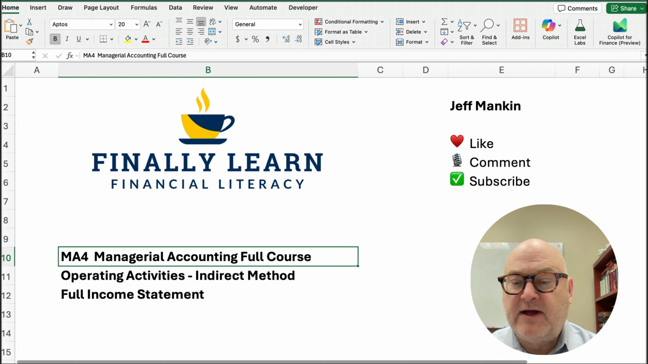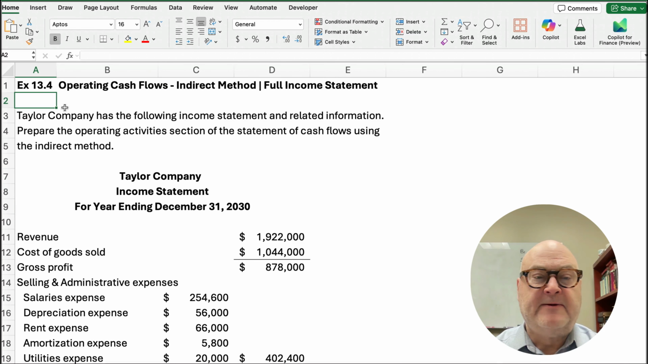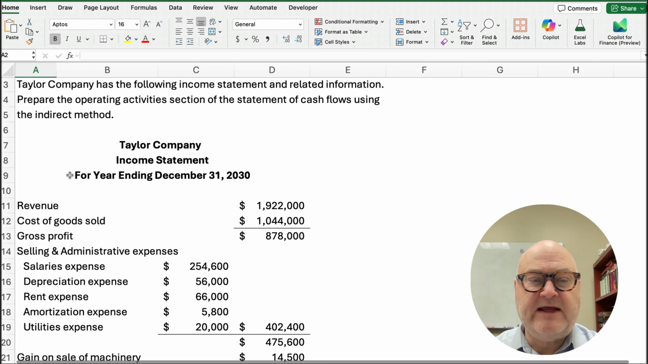Here's what we're doing on our problem today. Taylor Company has a full income statement and related balance sheet information, and so we need to do the operating activity section of the statement of cash flows using the indirect method.